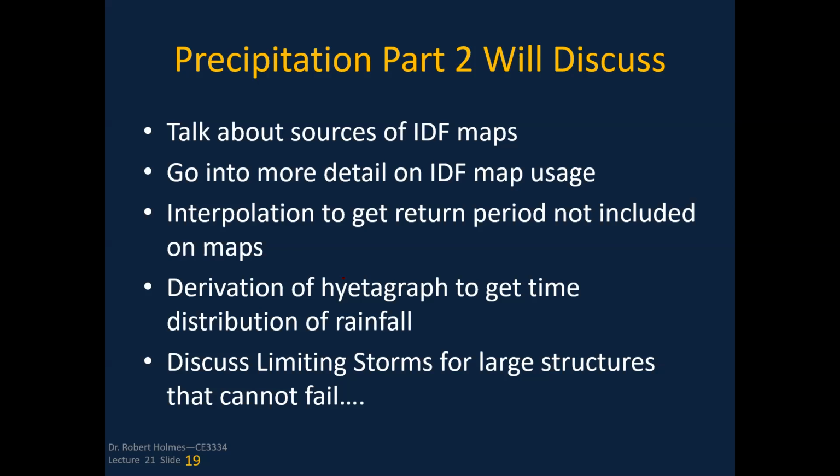And then we'll talk about getting a hyetograph of time distribution and the various rules or methodologies there are out there. And then lastly, we'll wrap up with talking about limiting storms. These are the things that would be the outer edge of what could possibly happen.